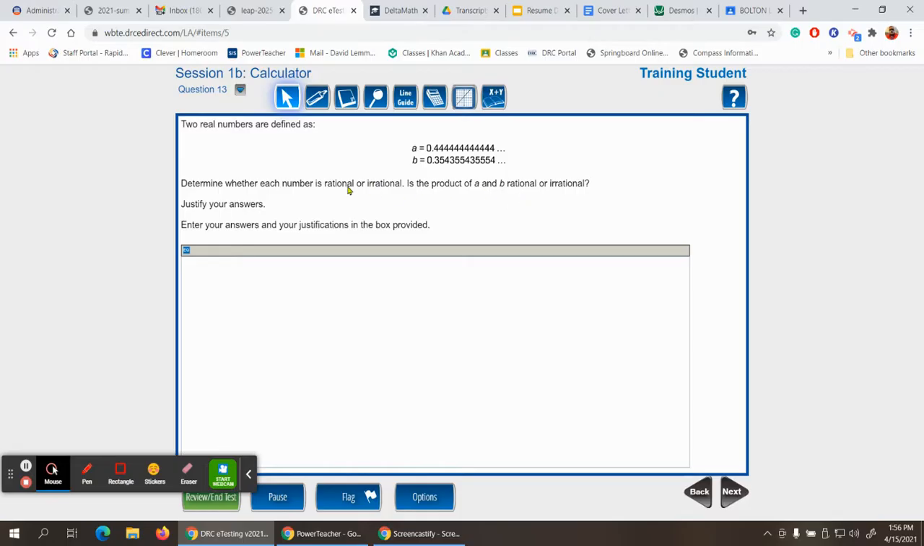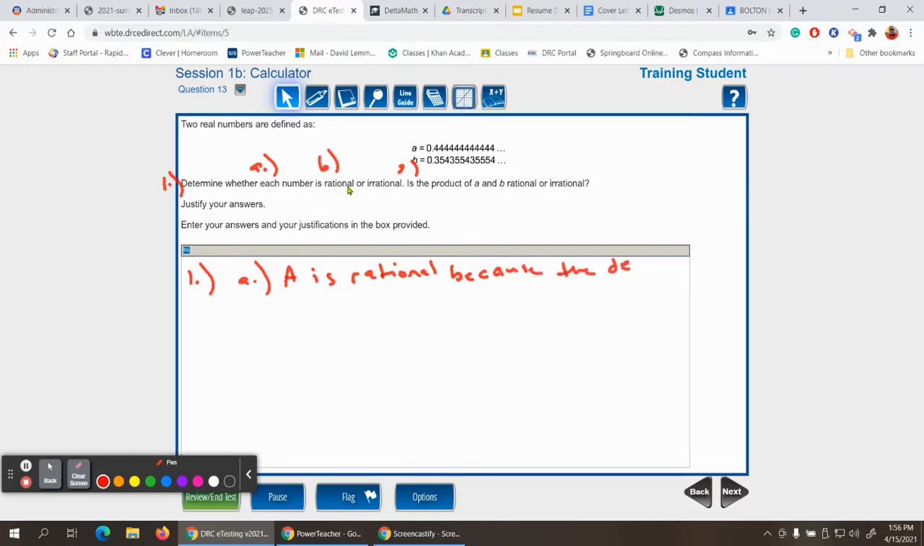Determine whether each number is rational or irrational. So there's your first question: rational or irrational for each number, A and B. Then there's your second question, the product. So number one, A is a repeat, so A is rational because the decimal repeats.